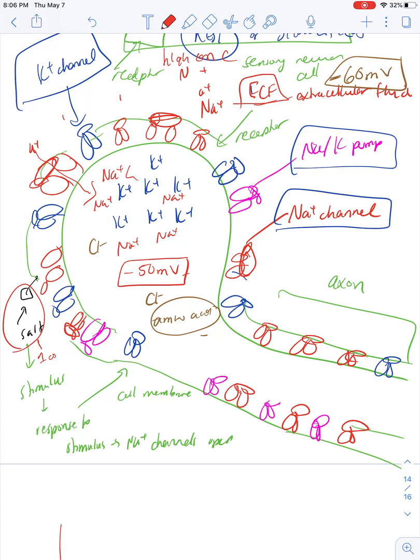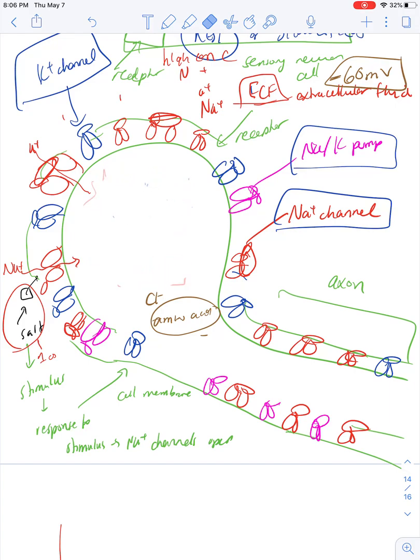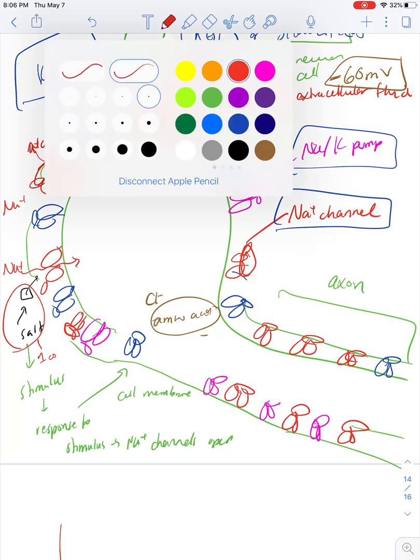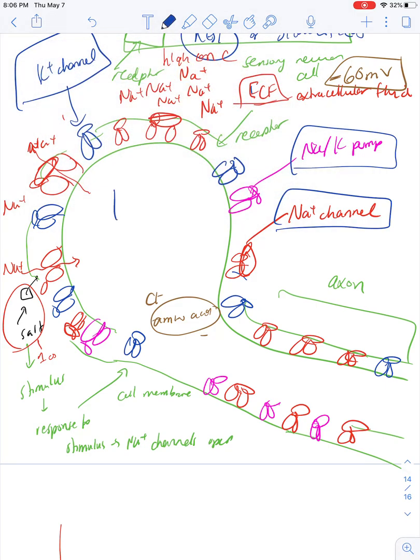So one sodium channel opens. Well, sodium will trickle in, okay? Now remember, let's pretend that we are starting again at rest. At rest, there's lots of sodium on the outside, and there's also potassium, but that's on the inside, okay? So here we are at rest, at negative 70 millivolts.